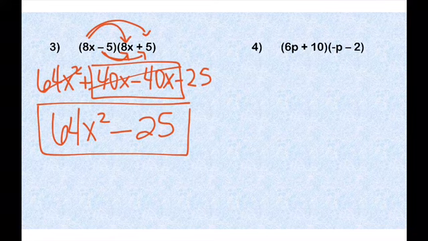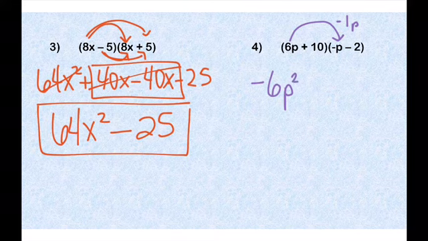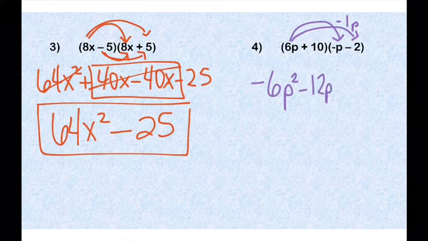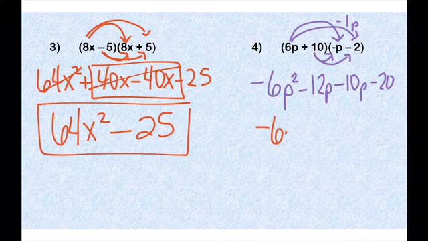Okay, number 4. 6p times negative p. That means times negative 1p. So 6 times negative 1 is negative 6p to the second power. 6p times negative 2 is negative 12p. 10 times negative p is negative 10p. And 10 times negative 2 is negative 20. Okay, so when we combine our like terms, we're going to have negative 6p to the second power. Negative 12 and negative 10 is negative 22p. Don't forget that. And then minus 20.